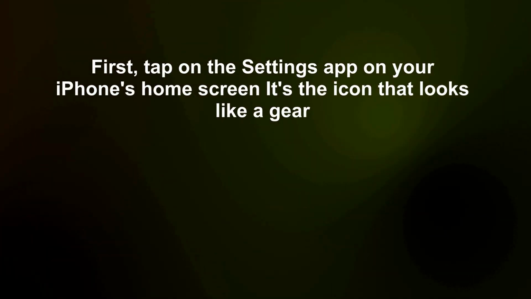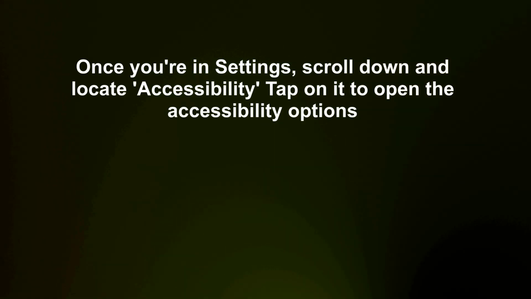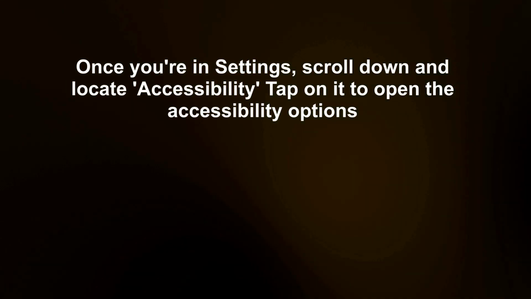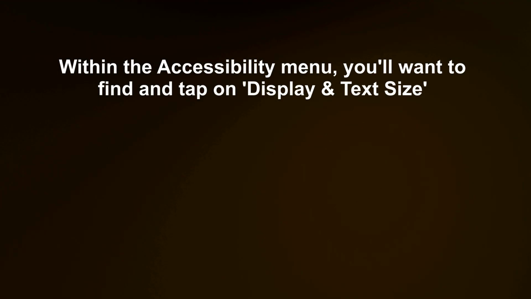First, tap on the Settings app on your iPhone's home screen. It's the icon that looks like a gear. Once you're in Settings, scroll down and locate Accessibility. Tap on it to open the accessibility options. Within the accessibility menu, you'll want to find and tap on Display and Text Size.